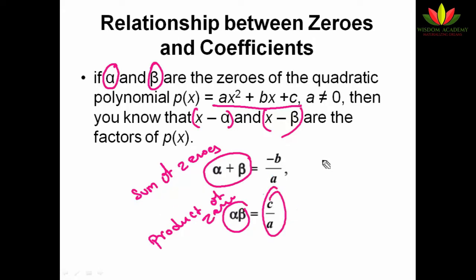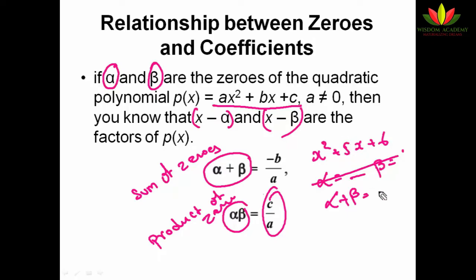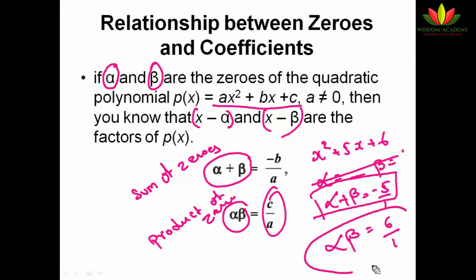So if I take a polynomial, for example x square plus 5x plus 6, I need not go for alpha and beta themselves. What I can do is use the formula here. In the place of b I have 5, and in the place of a I have 1, so my alpha plus beta is going to be minus 5. Why? Because it is minus b by a. And alpha beta is going to be 6 by 1, because my c value is 6 and my a value is 1. So alpha beta is going to be 6.